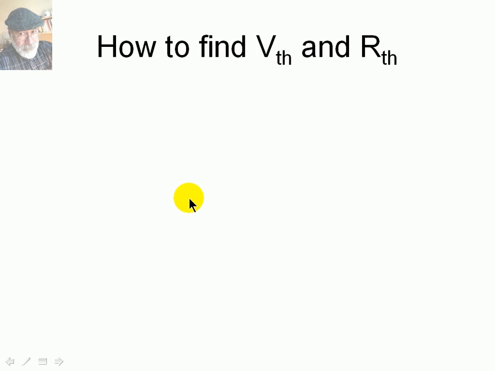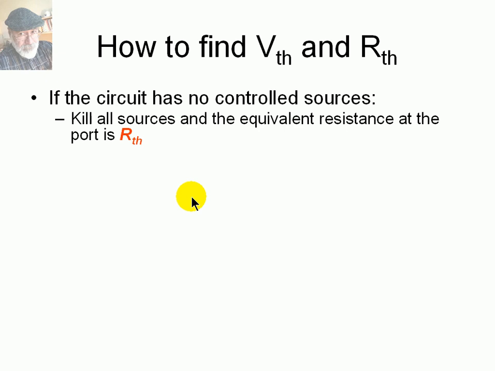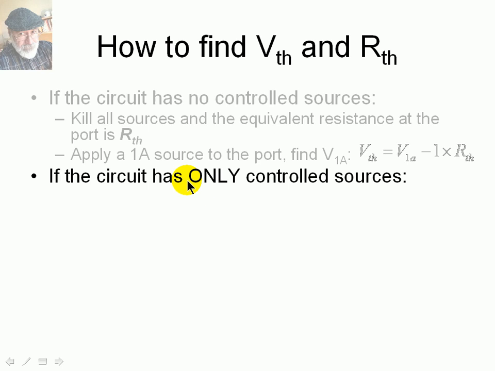Now, how do we find Vthevenin and Rthevenin? If the circuit has no controlled sources, that is, we have only independent sources, in that case we kill all the sources, and we know how to do that, and the equivalent resistance that we read at the port is directly the Thevenin resistance, or Rthevenin. Once we do that, we apply a 1 amp source at the port, find V1A, and Vthevenin is just V1A minus Rthevenin.